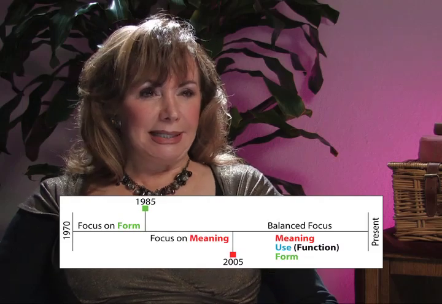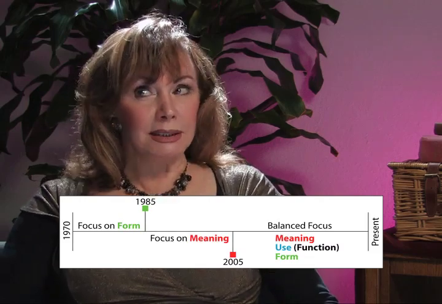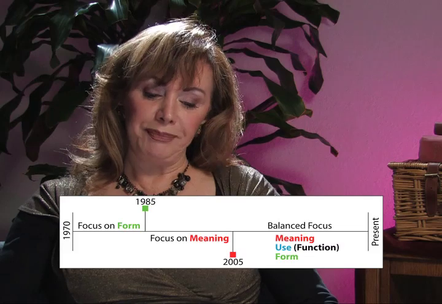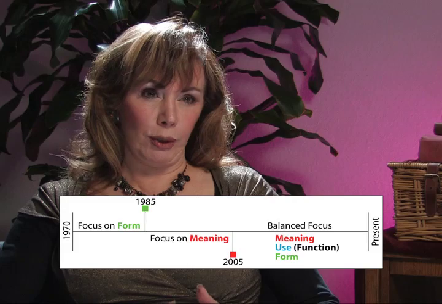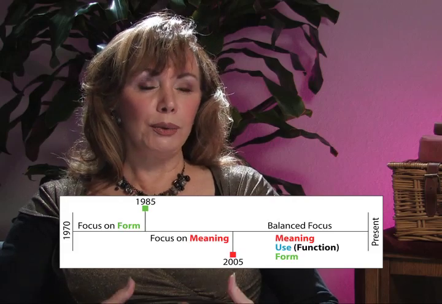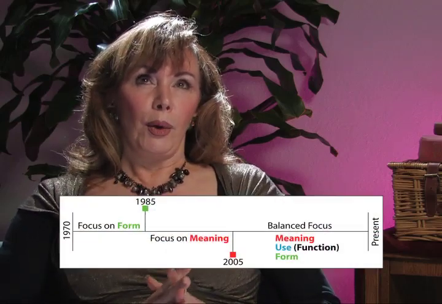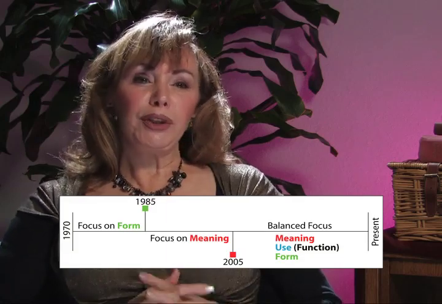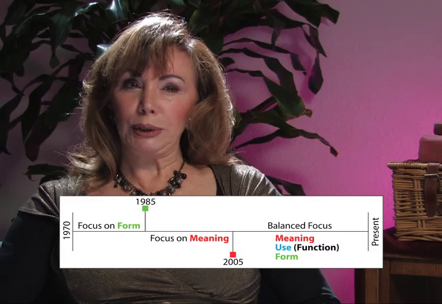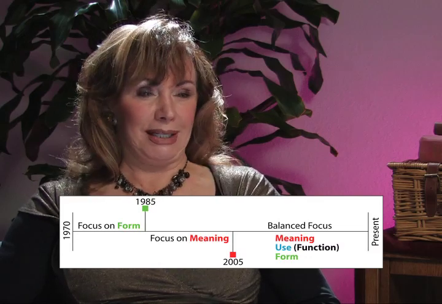From about 1970 until about 1985, the emphasis was really on grammar. It was more on form. It was more on students learning the rules of the language so that they could apply them to actually speaking and reading and writing. And then we had a researcher by the name of Stephen Krashen who theorized that the best way to learn English was not to learn English.